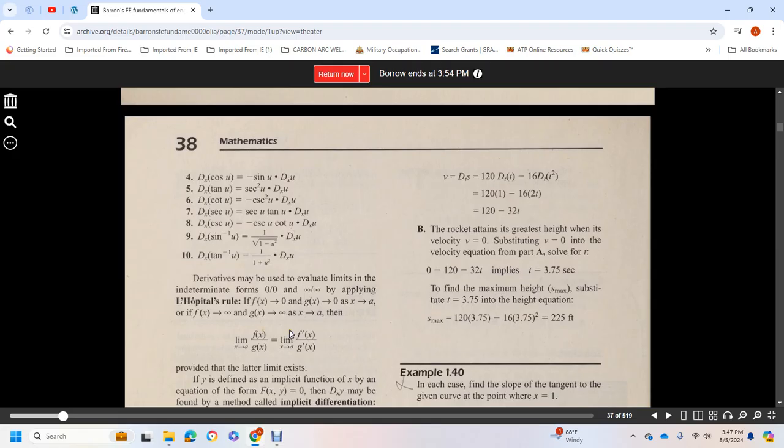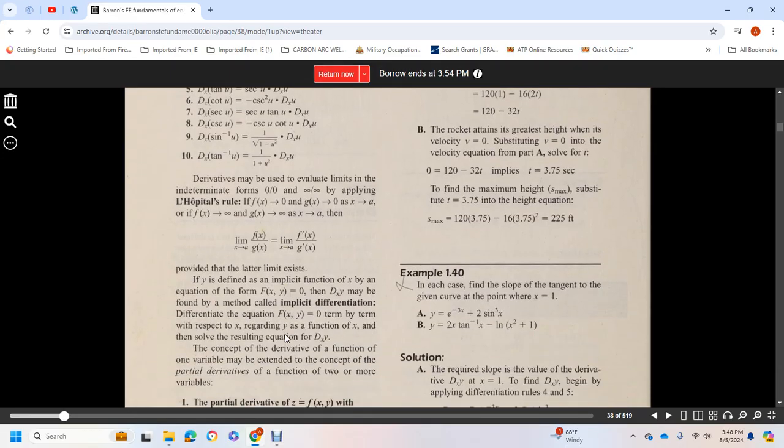Derivatives may be used to evaluate limits for the indeterminate forms of zero over zero, or infinity over infinity, applying L'Hospital's rule. If f(x) approaches 0 and g(x) approaches 0 as x approaches a, or if f(x) approaches infinity and g(x) approaches infinity as x approaches a, then the limit of f(x)/g(x) as x approaches a is equal to the limit of f'(x)/g'(x).